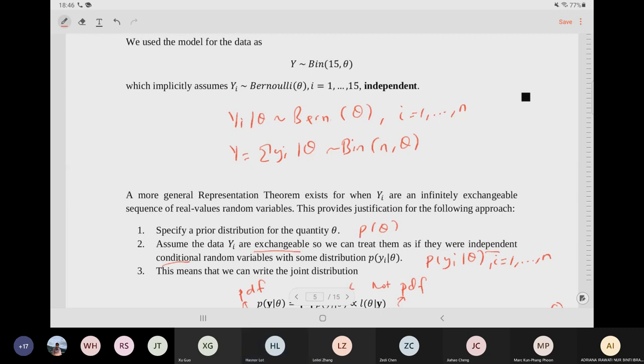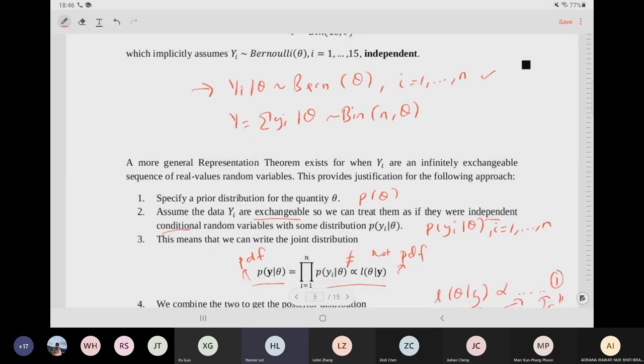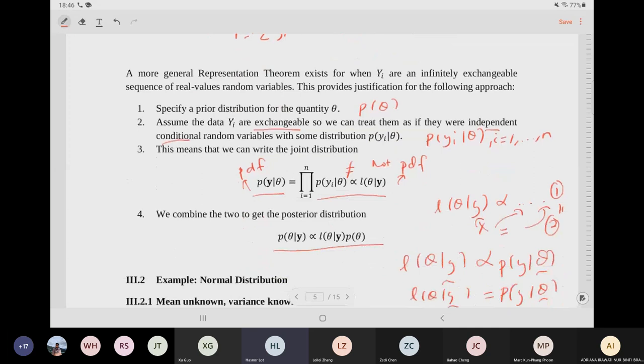So if you want IID or conditionally IID, you have to say they have the same distribution, with i from 1 to n. If you write it like this, then this is conditionally IID. But for this theorem, we do not actually need the identically distributed part, because we just want to be able to write it as a product. That's all.